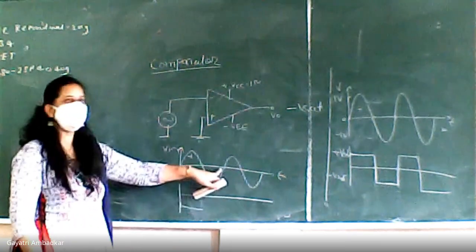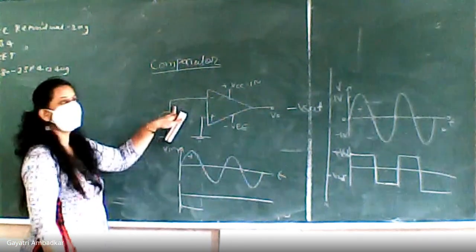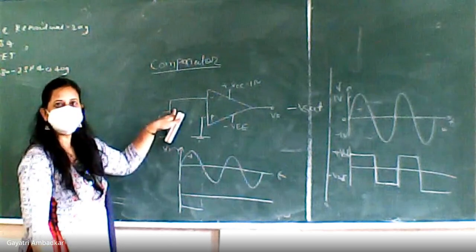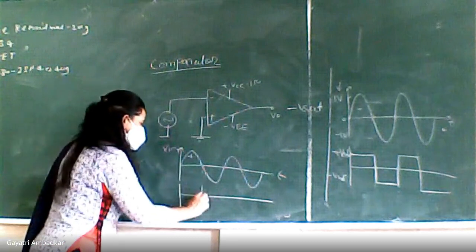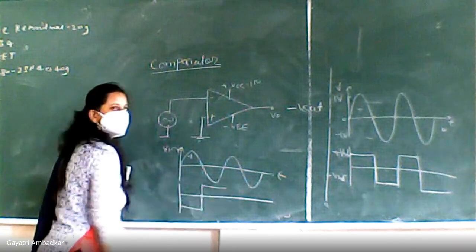Now here the input becomes negative. This is becoming negative. Okay. So what is greater now? This is greater. So the output will become plus Vsat during the negative half cycle.